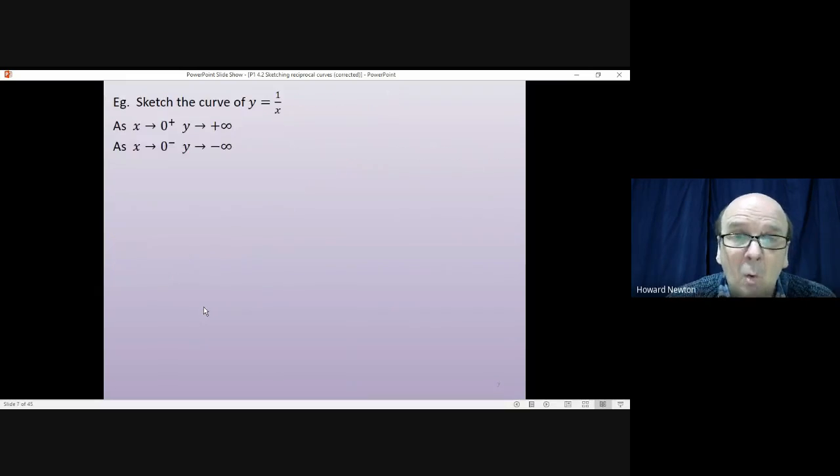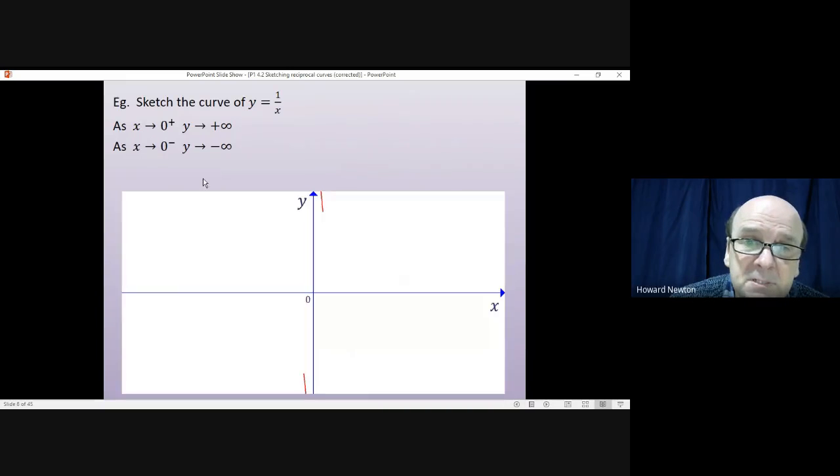Now, what does that look like? So on a graph, these two statements we could draw as this. So this part here is saying as x tends towards 0 from the positive side, y just gets bigger and bigger and bigger without limit, heading towards the y-axis, but never quite reaching it. And down here, as x tends towards 0 from the negative side, y is heading down towards minus infinity. Again, getting closer and closer to the y-axis, but never actually reaching it.